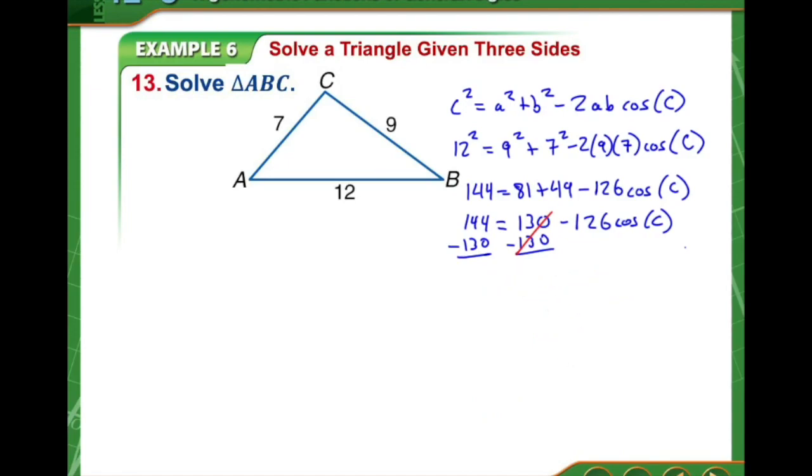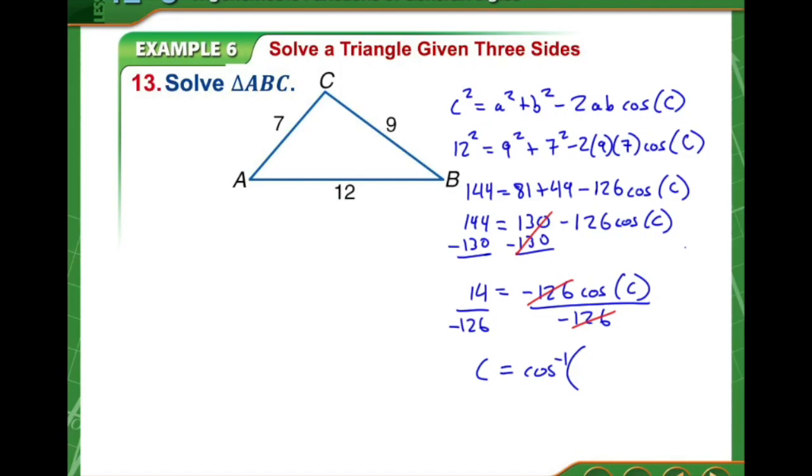Bring this up a little bit here, sorry. My bad. Using my notes that I did things differently. So, negative 126 cosine of C. Now we're going to divide by a negative 126. Everything else was okay though. So we're going to do our inverse cosine now of our fraction.